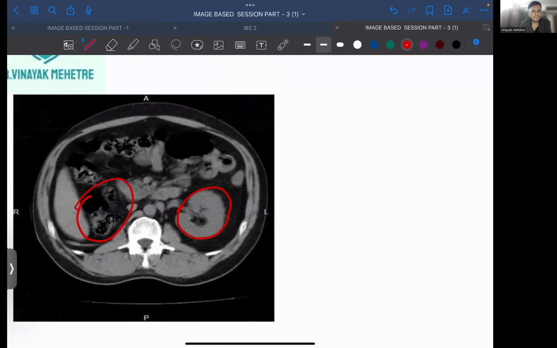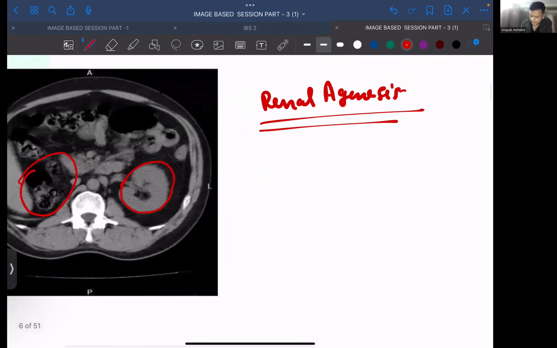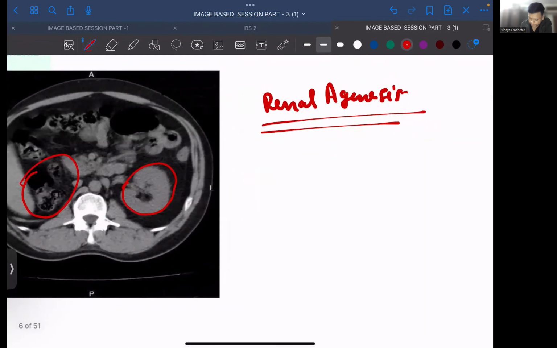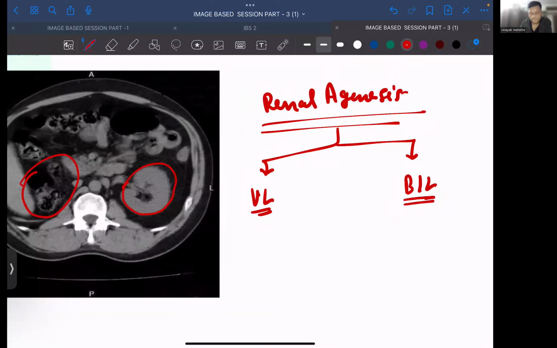Yes, there is no right kidney. That means इसी को हम क्या बोलते हैं? Renal agenesis. This is called as renal agenesis. Now tell me, there are two types of renal agenesis: unilateral and bilateral. Do bilateral people survive?